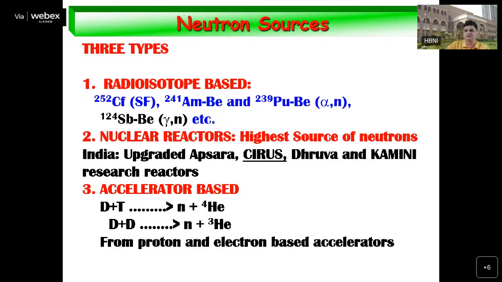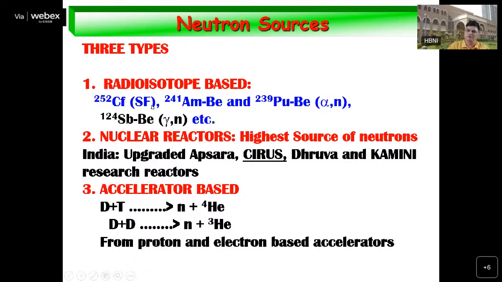In this category itself, there is an 241 americium beryllium source, and then another is a 239 plutonium beryllium source. And one more, an antimony beryllium source. So these are the four sources which you can take with proper permission, and you can irradiate your sample in your lab itself.